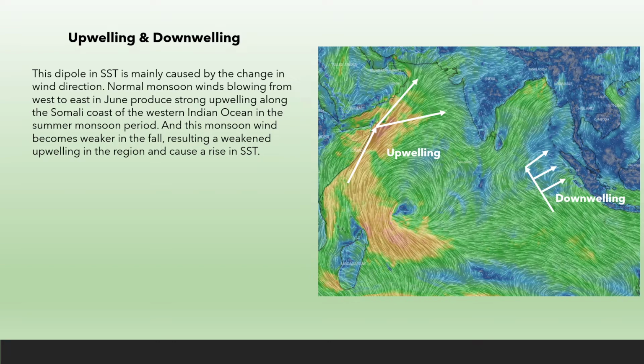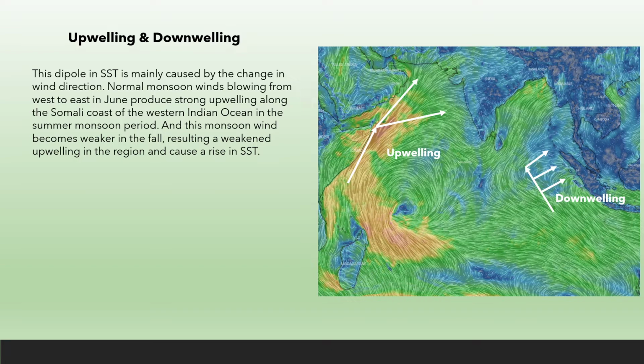That is when the upwelling is created. So that is when the sea surface temperature comes down. So this monsoon wind weakens during the fall, that is during the winter, and that weakens the upwelling in the region near the Somali coast of East Africa, and this causes a rise in sea surface temperature.